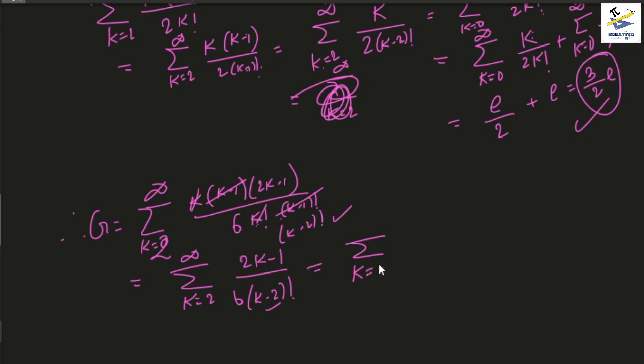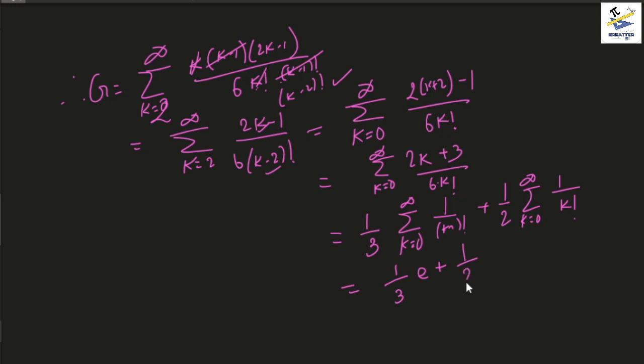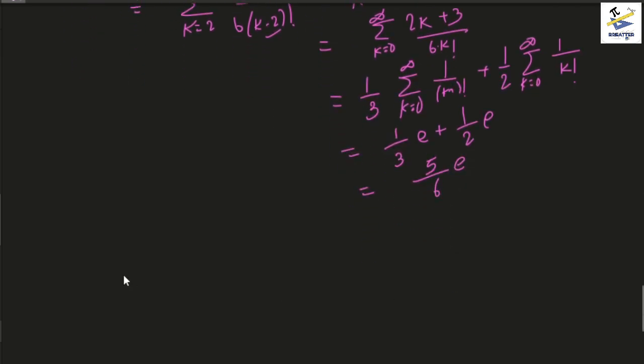Again the denominator starts with a 0 factorial, so we can rearrange k to run from k equals 0 to infinity and increase this k by 2, that is 2 into (k plus 2) minus 1 by 6k factorial, and we get the sum from k equals 0 to infinity of 2k plus 4 minus 1, that is 3, by 6k factorial. This would give you 1 by 3 into the summation from k equals 0 to infinity of 2k by 6k factorial, which is 1 by (k minus 1) factorial, and the next one is 1 by 2 into the sum from k equals 0 to infinity of 1 by k factorial. This is 1 by 3e, this is 1 by 2e. This would give us 5 by 6e.